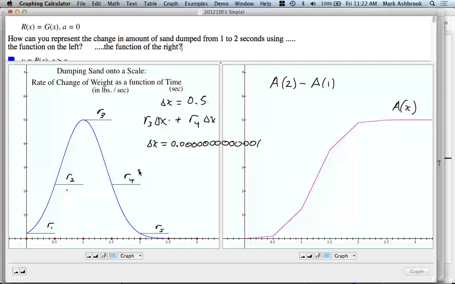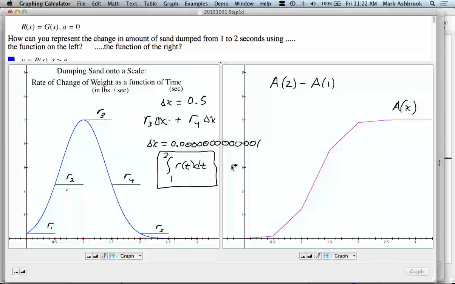Do you remember how to represent the change in the weight of the sand? How can we represent it? I can represent it in this much space. Chloe? Would it be the integral of r of x dx? Okay. Well, from 1 to 2.